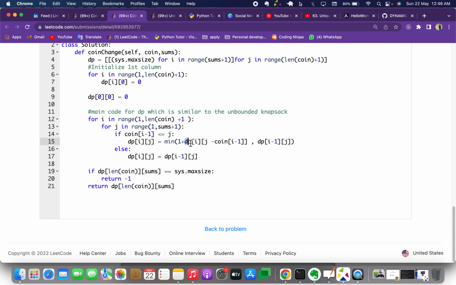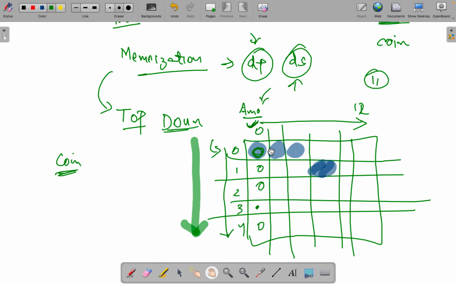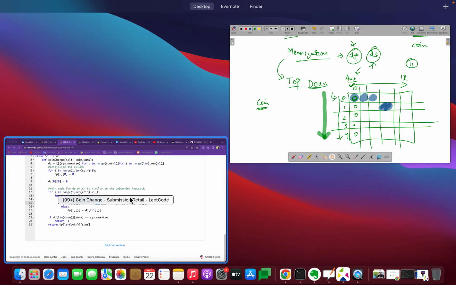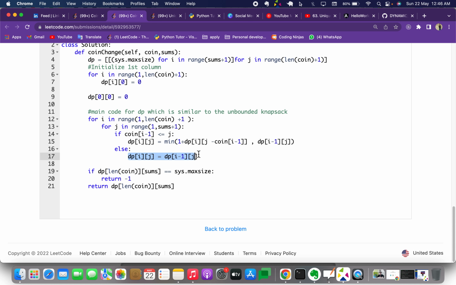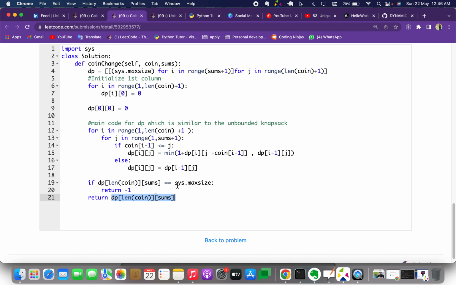It is stored somewhere in the DP, because in the top down we are solving the upper cells, and when we reach here we can simply use the above cell's value. And similarly in the unhappy case, we simply consider i minus 1, meaning the next coin. And let's suppose at the last cell we have the solution, and if the solution is equal to the maximum size that we initialized at the start, then we have to return -1. Otherwise, whatever solution is stored in it, we have to return it.